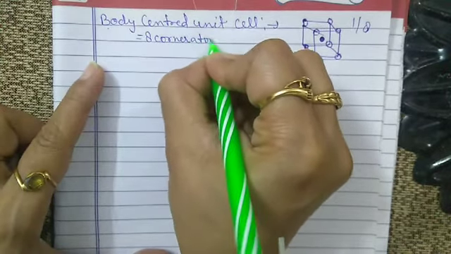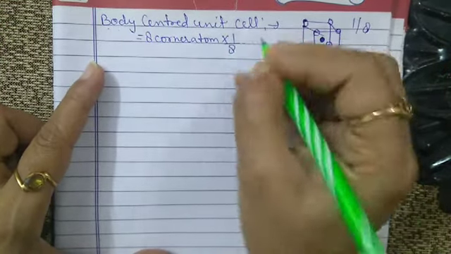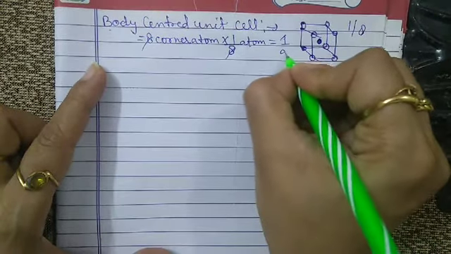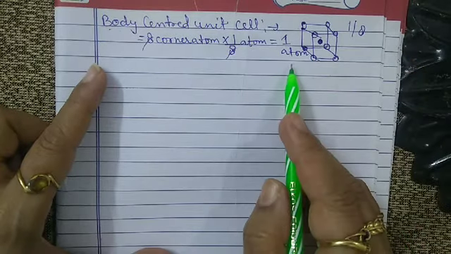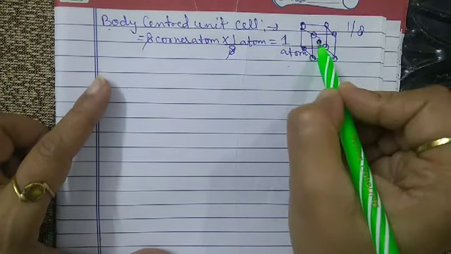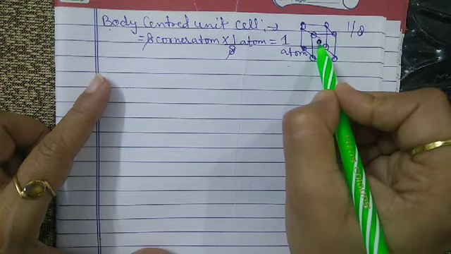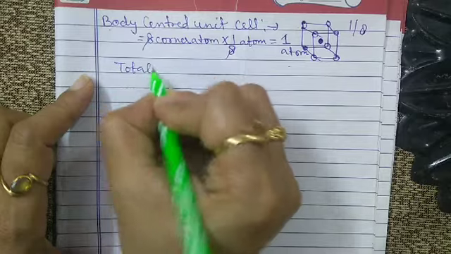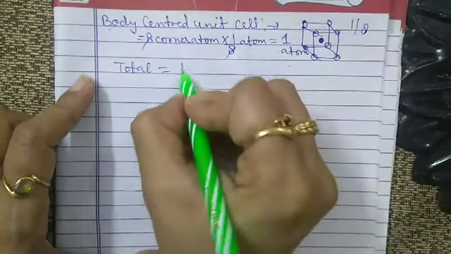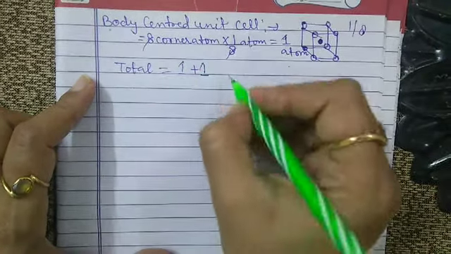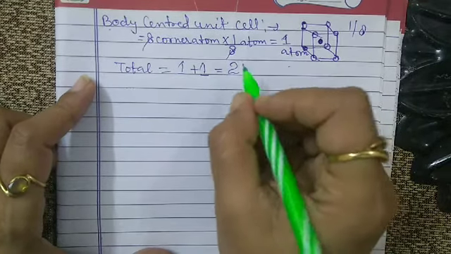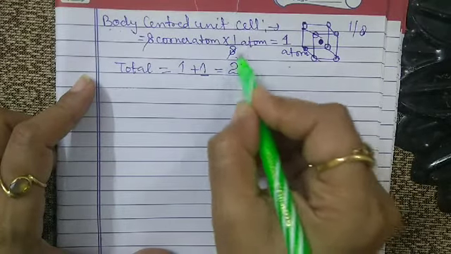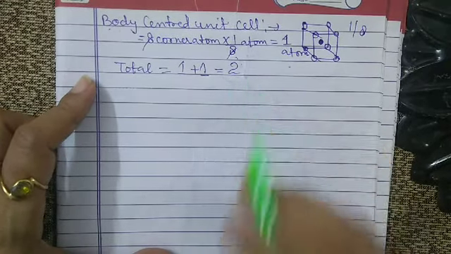So if we count the number of atoms present in the unit cell, it is equal to 8 corner atoms, with sharing 1 by 8, that is 1 atom. Now 1 atom is present at the center of the cube, and it is not shared by anybody else. So the total is 1 plus 1, which is equal to 2. So the body centered cubic unit cell has 2 atoms per unit cell.